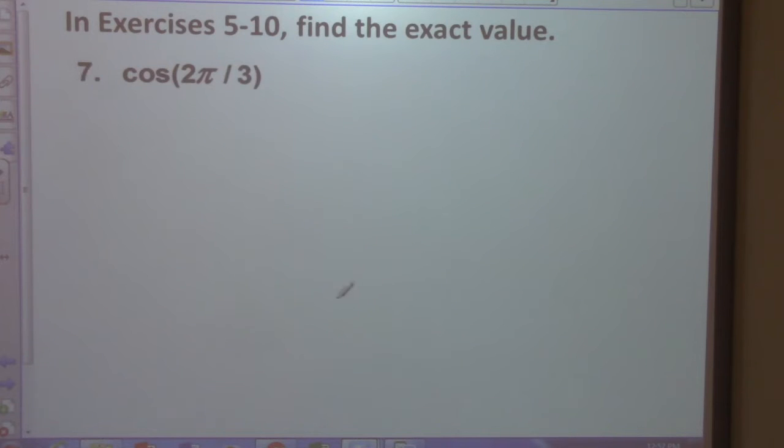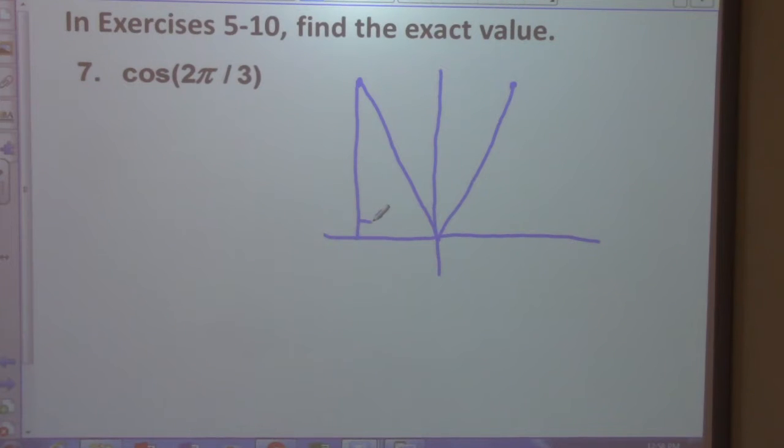Okay, next. Cosine of 2 pi over 3. Now, is 2 pi over 3 part of our standard acute angles? No, it's not. So we have to extrapolate our understanding a little bit. 2 pi over 3 is right up here, isn't it? And so at 2 pi over 3, we have a reference triangle, where we have negative 1/2 and 1.